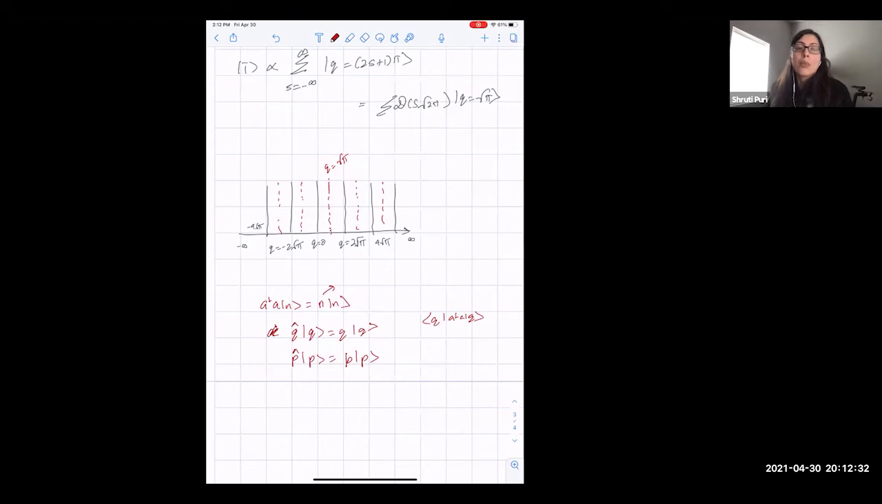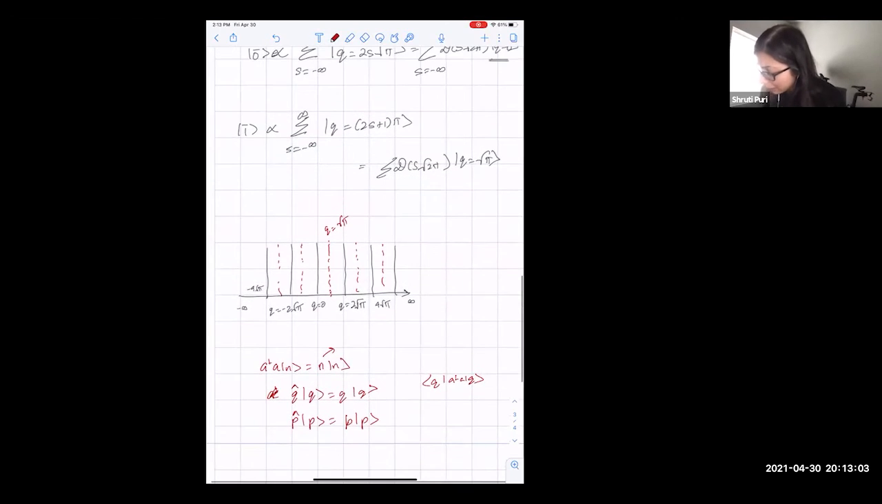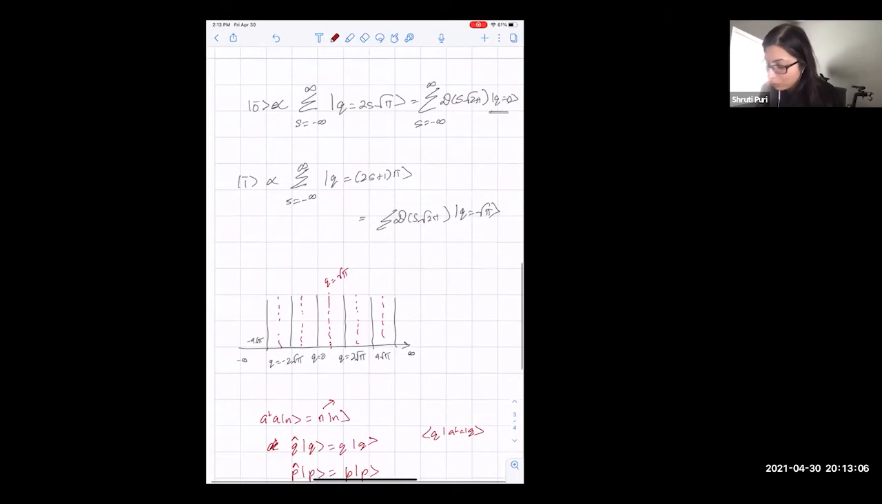The eigenstates of Q and P are also called infinitely squeezed states, because if I prepare an eigenstate of Q and measure Q, the uncertainty in the measurement of Q will be 0, basically. Of course, we don't have that in the lab. What we have is finitely squeezed states. And also because of the infinite photon numbers, you cannot normalize these states. These states are not normalizable.